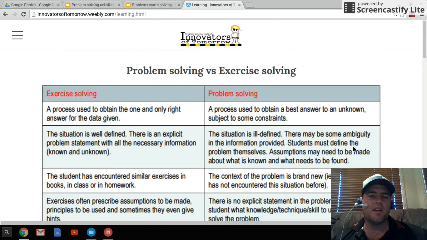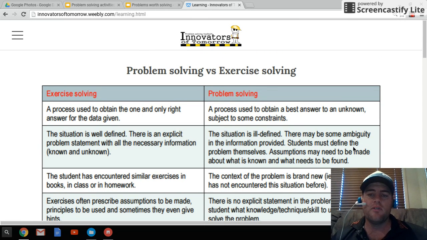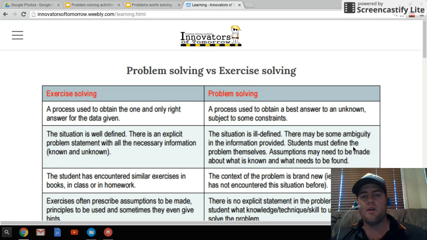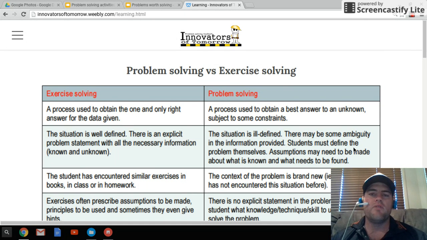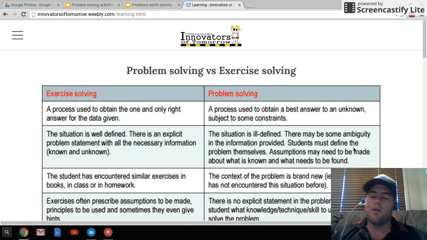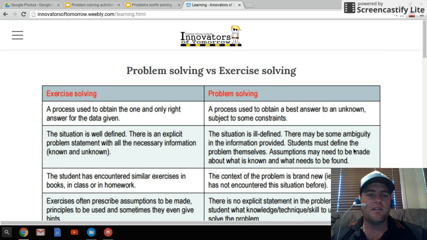Now this is not a resource we created. We got this from Griffith University, who had lots of problem-solving resources to do with PISA, and where we gained some of our information for our project.